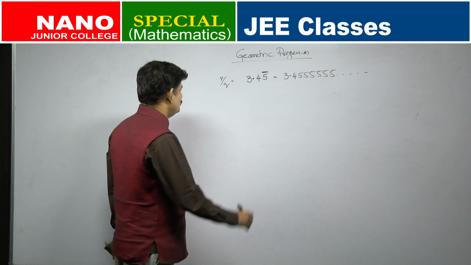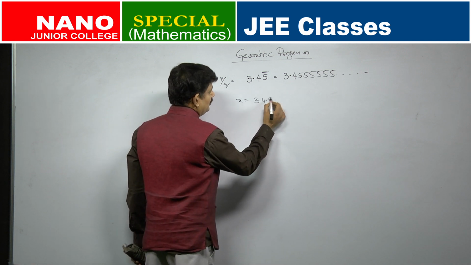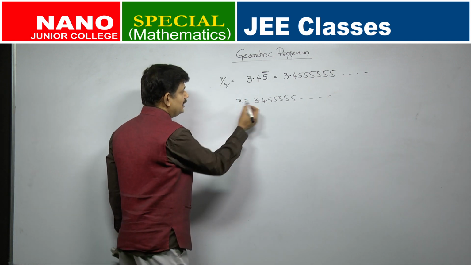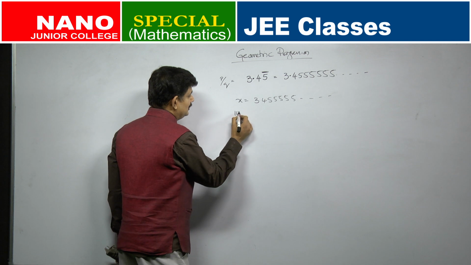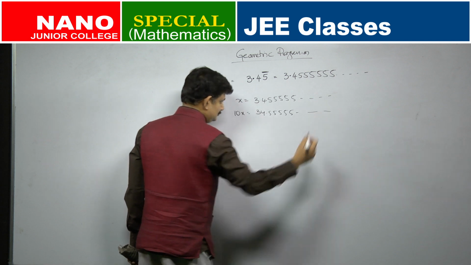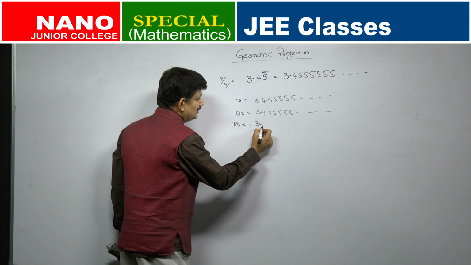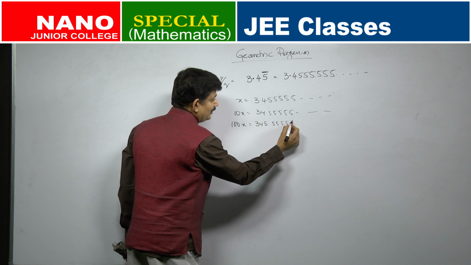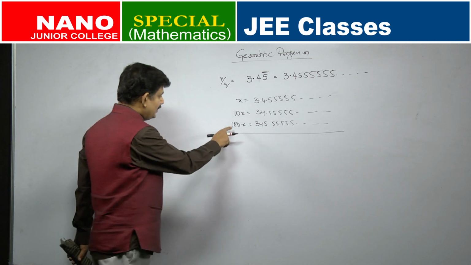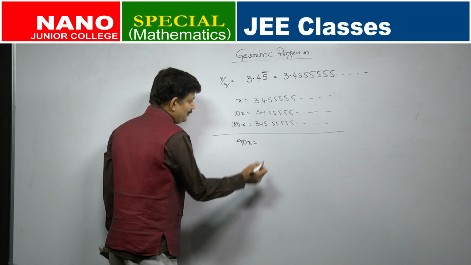Usually there are two ways of doing it. We will call this x. X is what? 3.455555, so on. One way of doing this question is to multiply this by 10. 10x, how much will it be? 34.555555, so on, infinite times. Multiply this again by 10, that is 100x. 100x will be how much? 345.555555, so on. Now, subtract one from the other. 100x minus 10x will be comfortable, right? 100x minus 10x will be how much? 90x will be equal to.